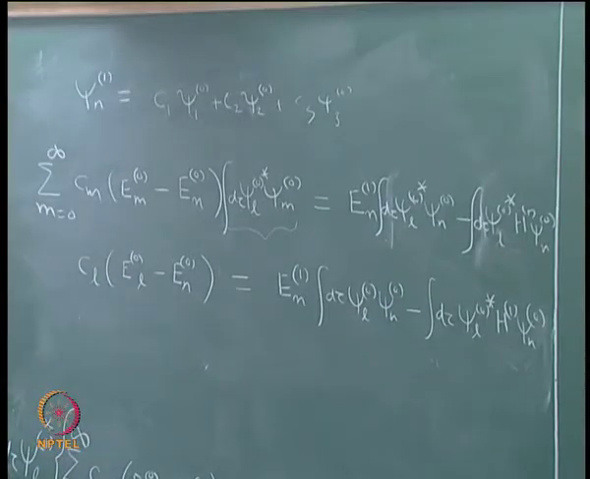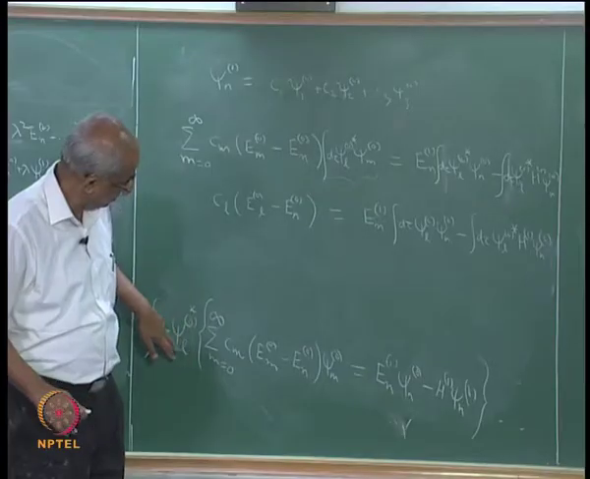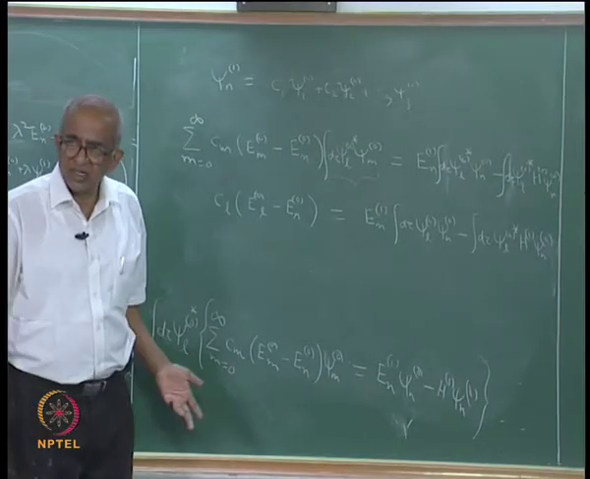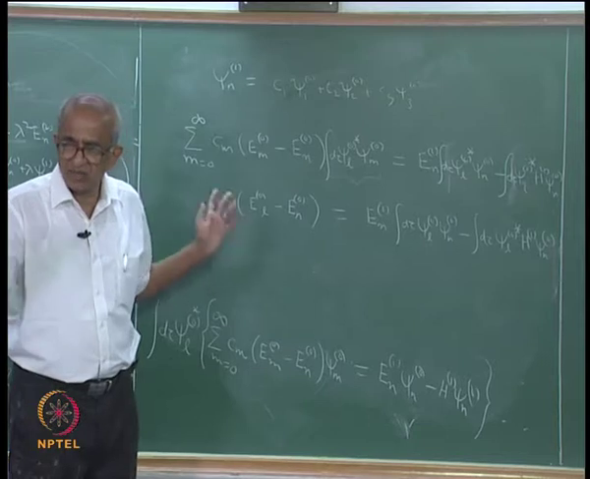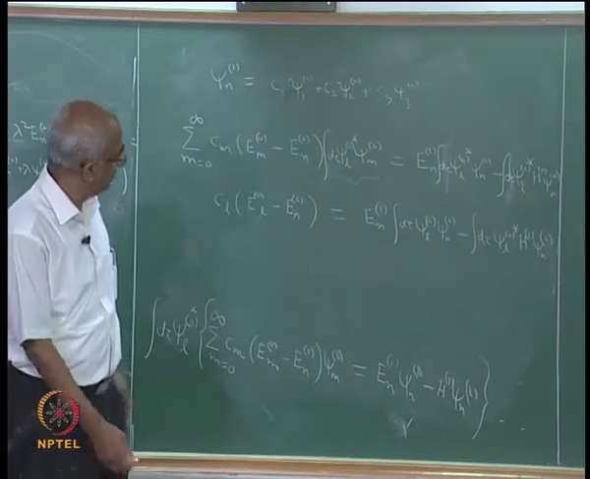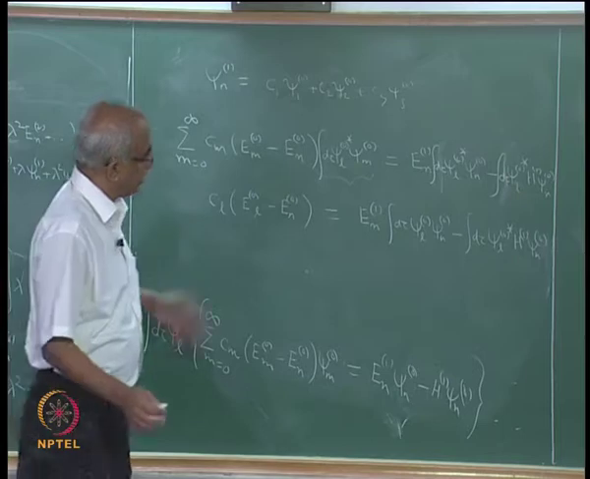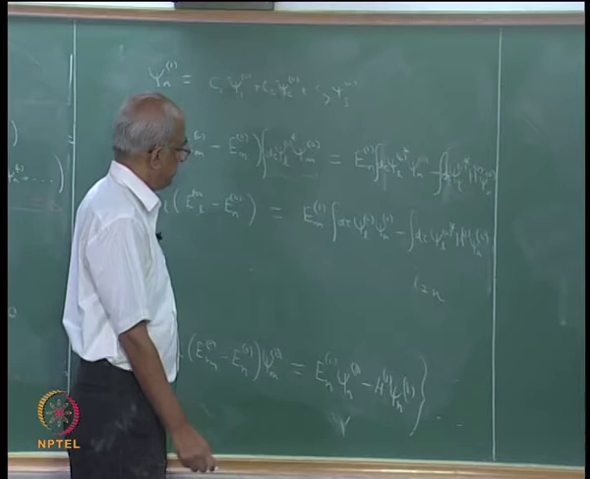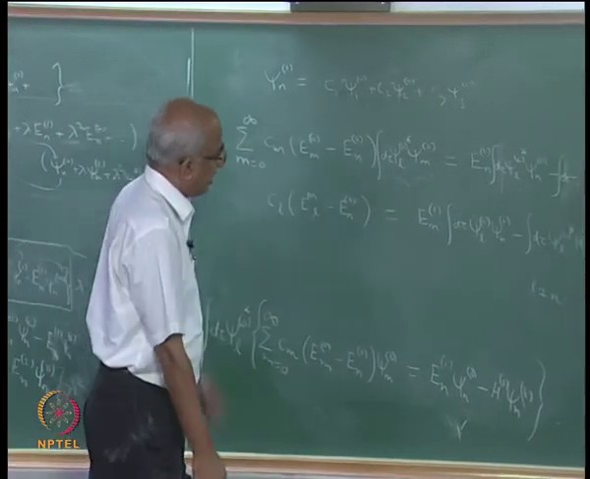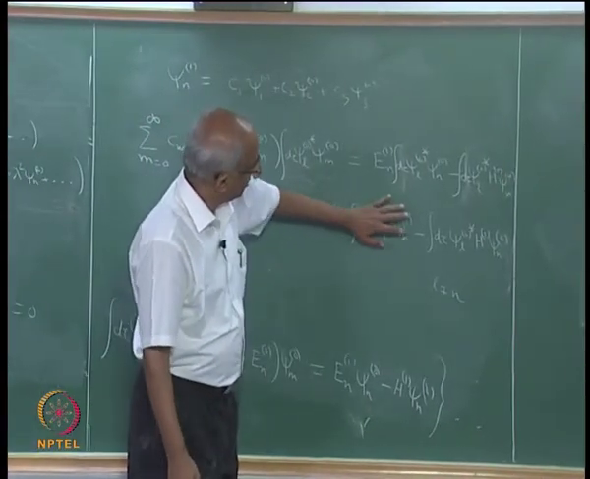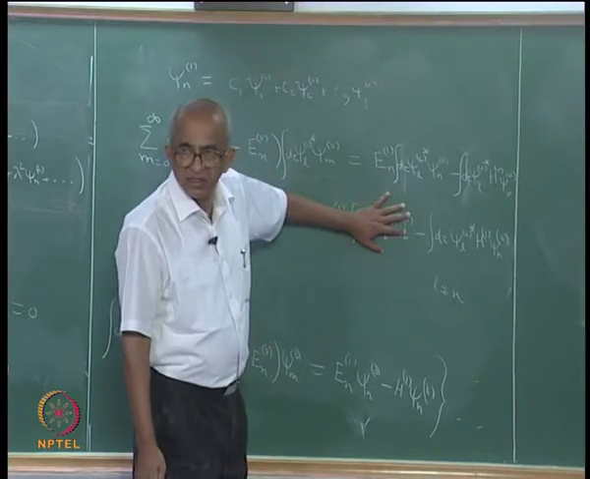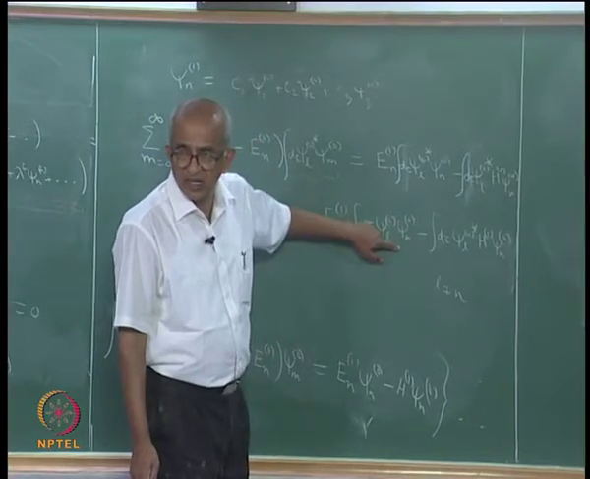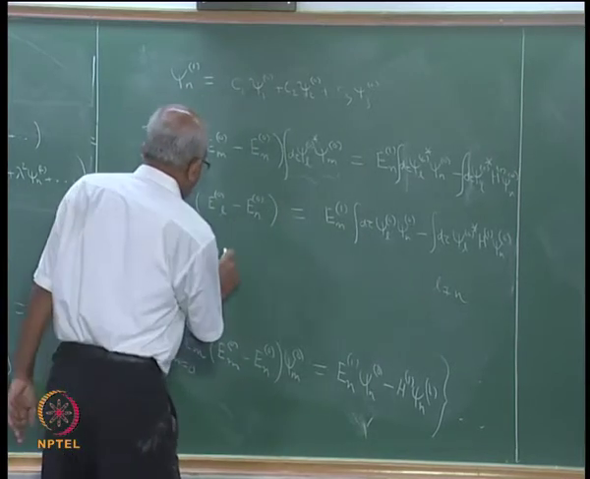This is valid for all values of L. I have just multiplied by psi L star, and L can be anything. This L I can choose to be whatever I want. In fact, if you say okay, L is not equal to n, what will happen to this equation? All that will happen is that if we put L is not equal to n, then this term will vanish, and so you will have an equation for CL.